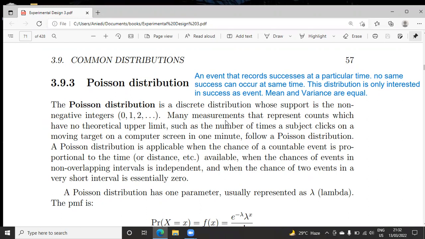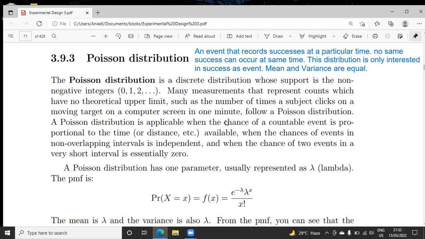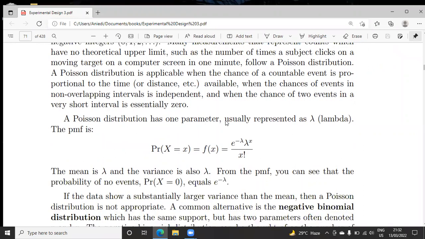So the mean and the variance are equal. That is, mean equals variance. So in Poisson distribution, the mean is equal to the variance. So you do not have a variance from the mean. You can see the formula of the Poisson distribution.